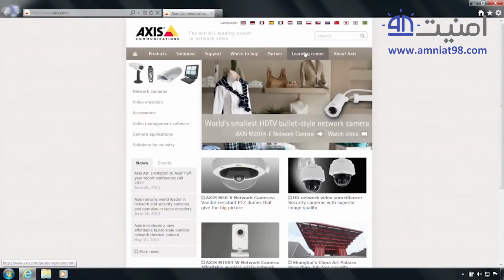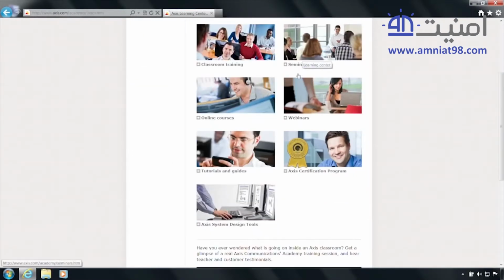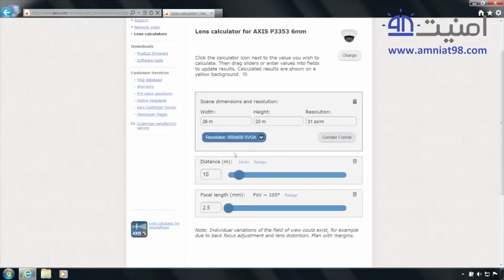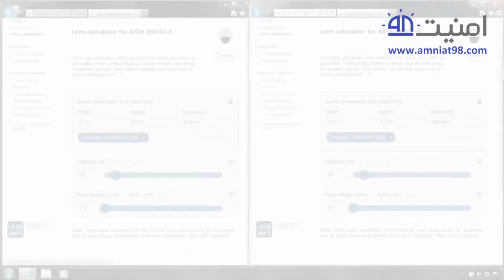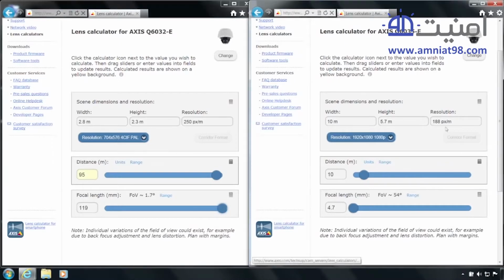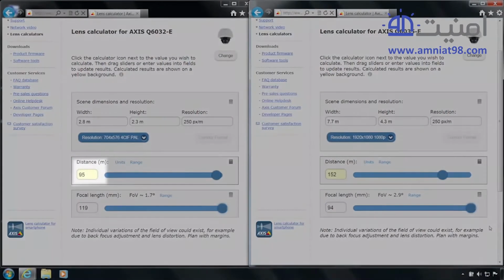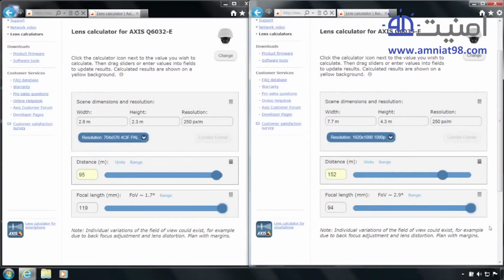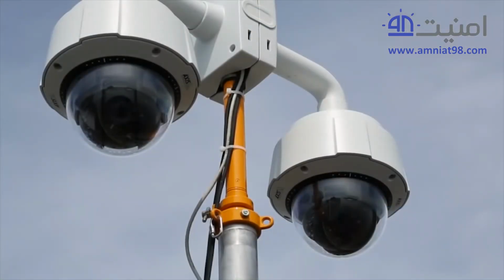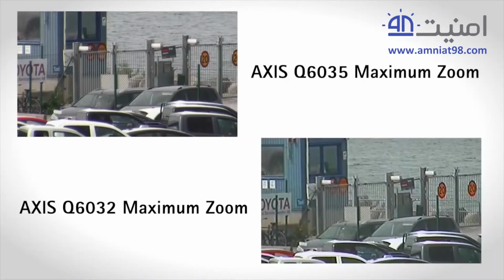Using the lens calculator, freely available on axis.com, we can quickly determine the performance limits of both cameras. In this example, we'll calculate the distance at which the camera will produce 250 pixels per meter resolution at its maximum focal length. It seems the Q6035 with its lower zoom factor will actually see further, using a combination of optics and sensor resolution. A real-life side-by-side comparison confirms this.